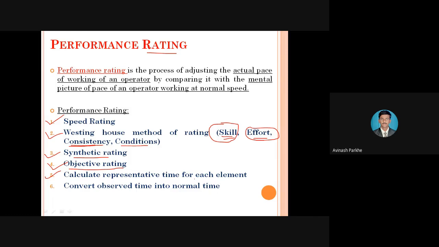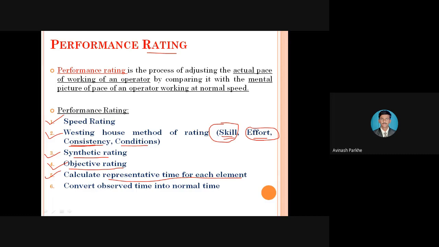Like that, whatever the number of operations or tasks we are performing on that particular machine, each and every work we divide into elements, and for each element we calculate the time required to perform that operation. Then why do we have to go for this time element? Because based on this also we are rating that particular operator.